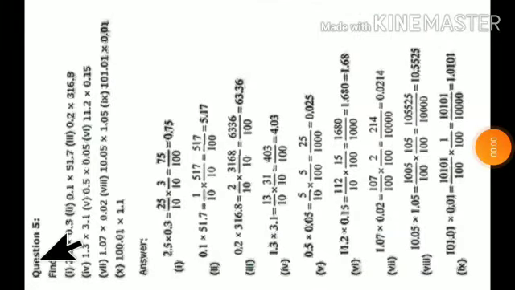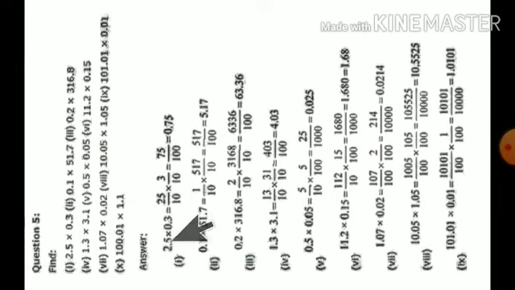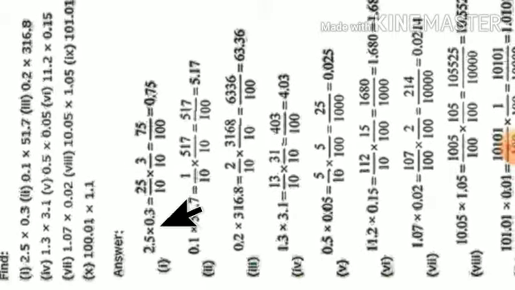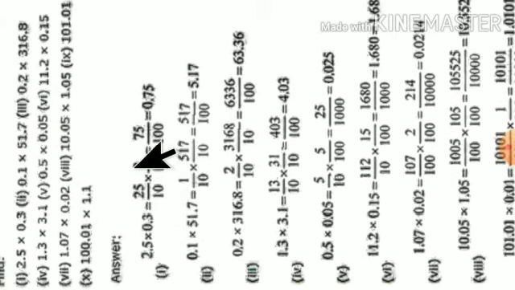Question number 5. Find. Here two numbers are given in multiplication in all the examples. Okay. So let us see the first one. 2.5 into 0.3. So equal to 25 upon 10 into 3 upon 10 equal to 75 upon 100. 25 3 is 75, 10 10 is 100 equal to 0.75. Now 0.1 into 51.7 equal to 1 upon 10 into 517 upon 10 equal to 517 upon 100. 10 tens are 100 equal to 5.17.